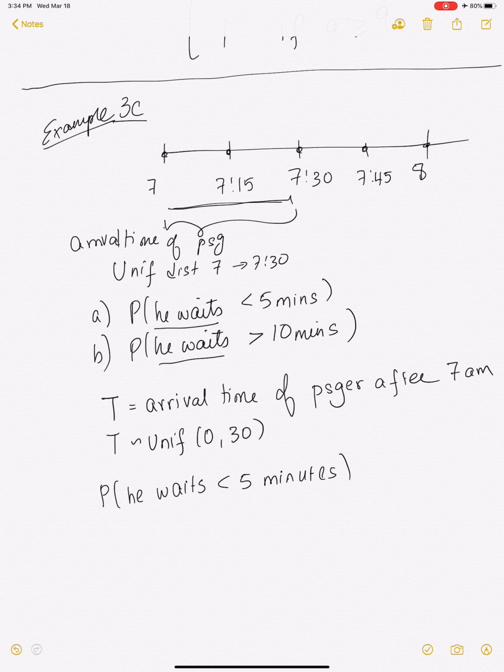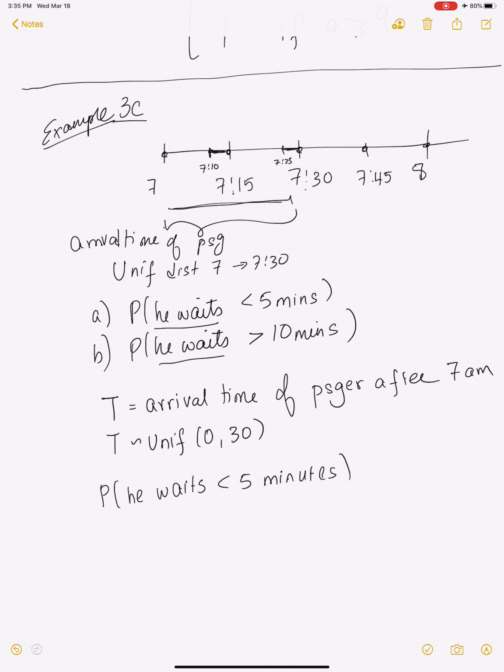So you want to know what's the probability that he waits less than 5 minutes. What will make him wait less than 5 minutes? Well, he's going to catch this bus or that bus. So if he arrives at 7:10 or later, or if he arrives at 7:25 or later, then he's going to wait less than 5 minutes, right? So that's the question you ask.